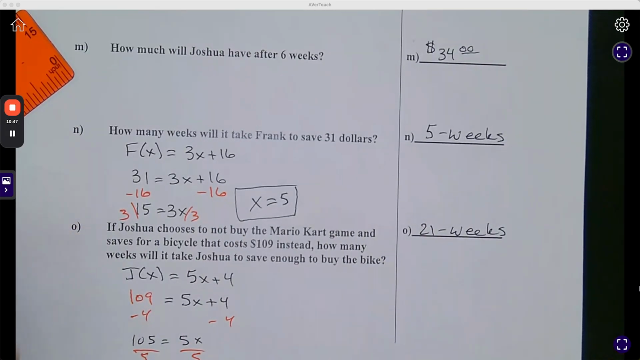Woo! And that's done. Good old Frank and Joshua. They're good boys. They get their homework done. They work hard. They talk nice to their parents. They exercise. This is what we should all strive to be.